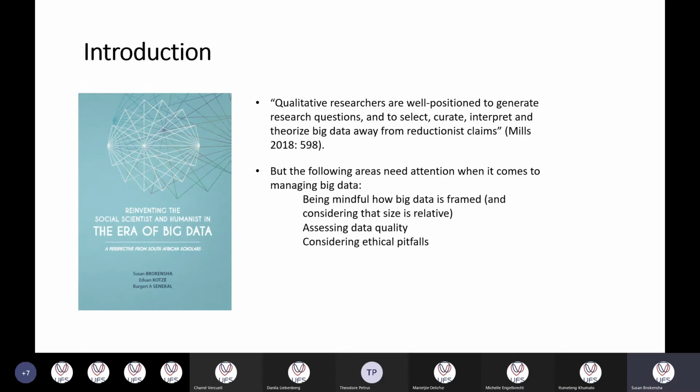Some years ago, I became increasingly aware that traditional qualitative researchers needed to know how to manage big data, as well as how to interrogate both its epistemological and its ethical consequences. And this awareness culminated in a book that I published along with two colleagues, Professor Kortzer and Dr. Senekal, in 2019, entitled Reinventing the Social Scientist and Humanist in the Era of Big Data. Much of this presentation is therefore based on research that we did when writing this book. So my presentation today is a fairly philosophical one where I follow a humanistic approach.